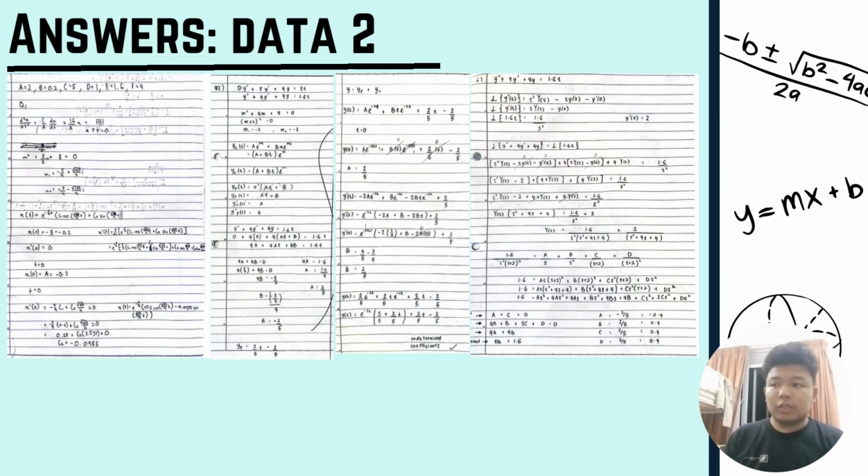So we move on to data 2. For question 1, the simplified version is m squared plus 5 over 2 m plus 8 equals 0. So we plug it into the quadratic equation. We get negative 5 over 4 plus or minus square root of 103 over 4, and the square root of 103 over 4 is an imaginary number.